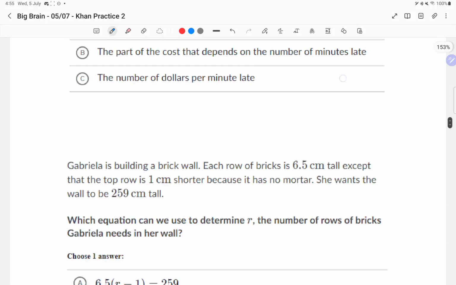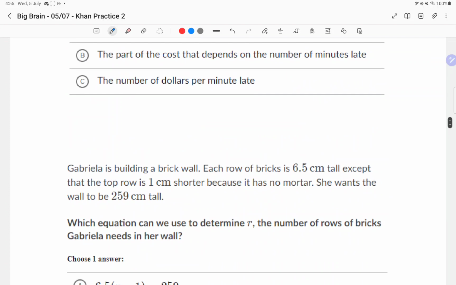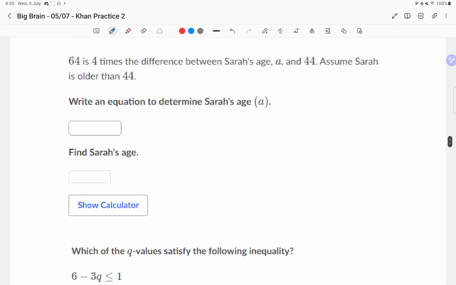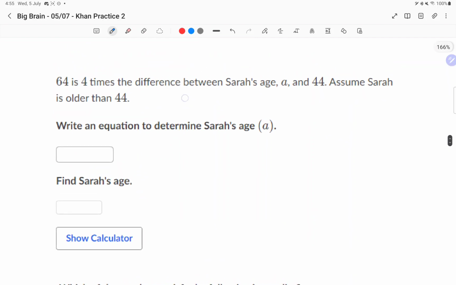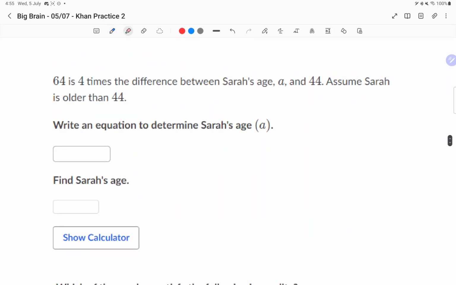I'll leave you guys to try out these questions. This question is going to be a little bit trickier. Okay, writing the equations here. Now, this one, the wording could be a little bit confusing. I'll remind you guys what the keywords are. Is means what?